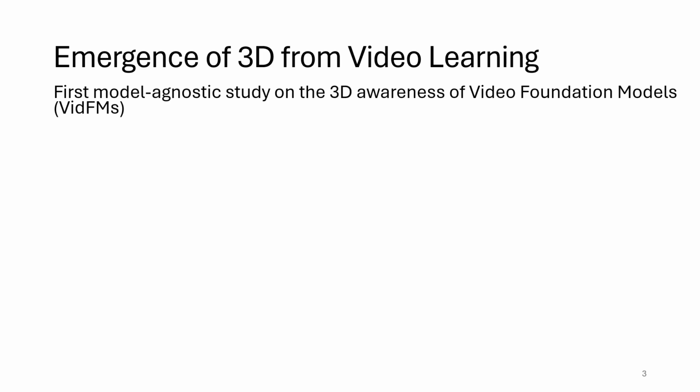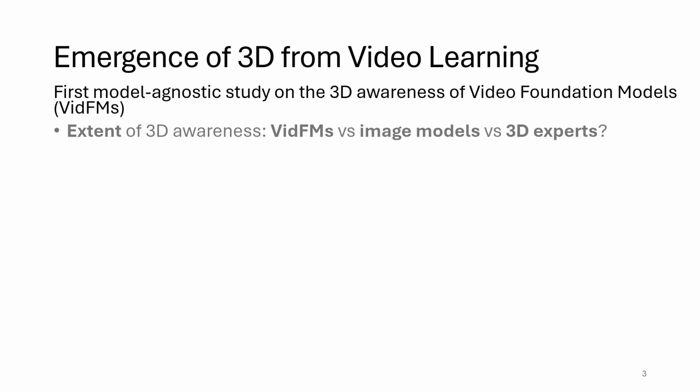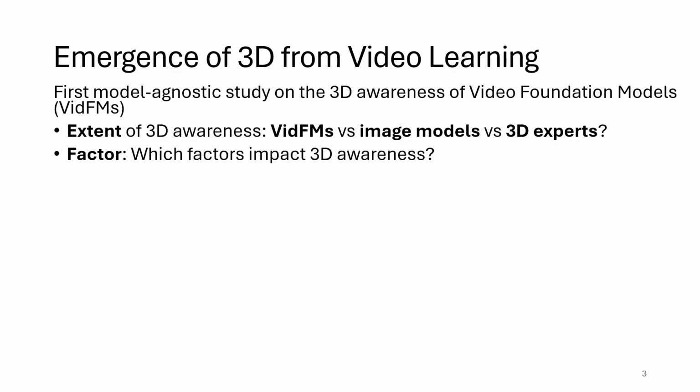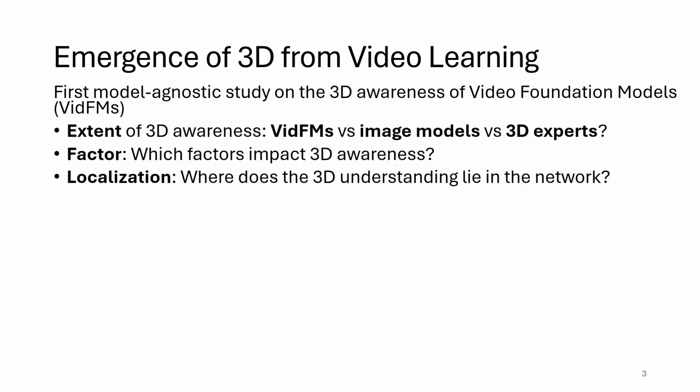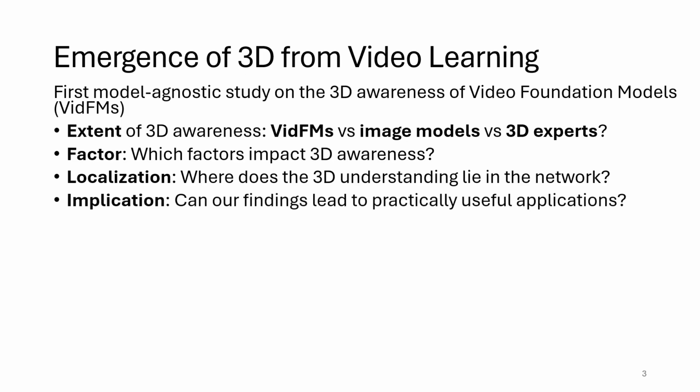This paper is the first model-agnostic study of 3D awareness in video foundation models. We studied along 4 axes. Extent: how do video foundation models compare to image models and to specialized 3D experts? Factor: what drives 3D awareness? Localization: where inside the network does 3D live? And the implication: can these features actually help downstream 3D tasks?